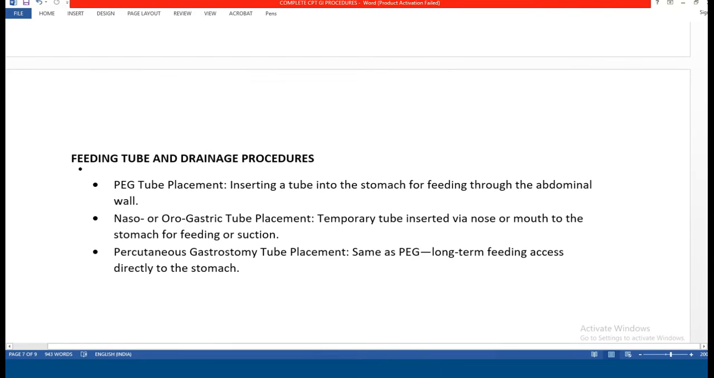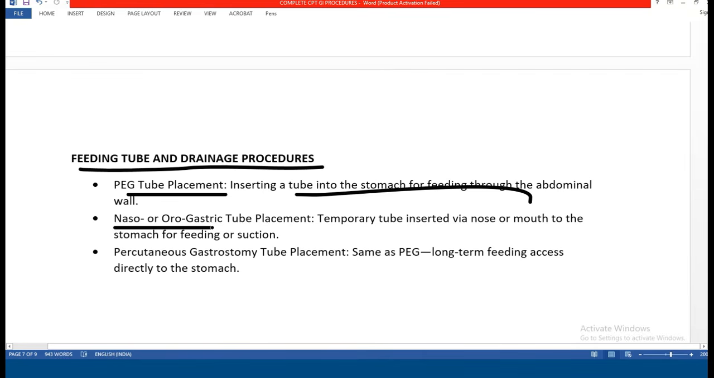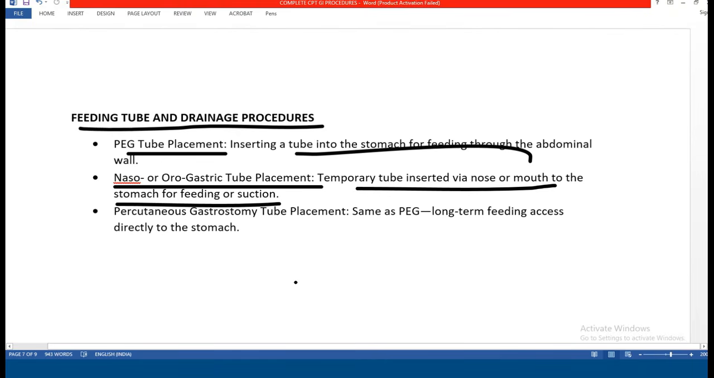Next, we will see procedures related to feeding tube and drainage procedures. So PEG tube placement. So what is a PEG tube? Percutaneous endoscopic gastrostomy tube. So inserting a tube into the stomach for feeding through the abdominal wall is called a PEG tube. So naso or orogastric tube placement. A temporary tube inserted via nose or mouth to the stomach for feeding or suction is called naso or orogastric tube placement. Okay. So percutaneous gastrostomy tube placement. Same as PEG, long-term feeding access directly to the stomach.